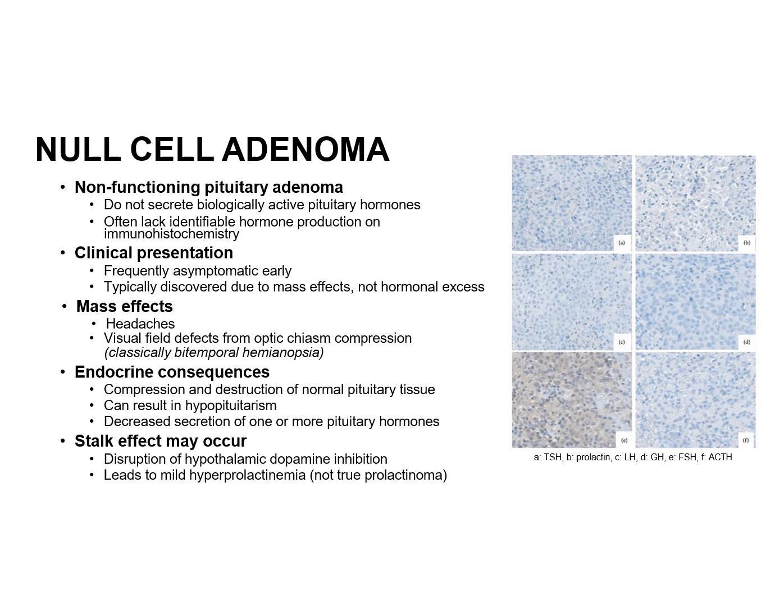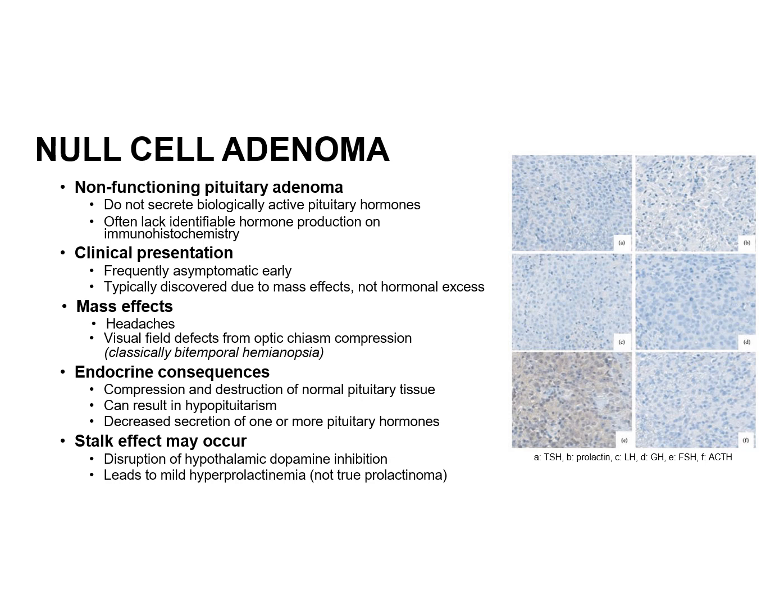Null cell adenomas are a classic example of why absence of evidence is still evidence. These are non-functioning adenomas. They don't secrete biologically active hormones and often show negative or minimal staining on immunohistochemistry. Patients usually don't show up with endocrine symptoms. They show up with headaches, vision problems, or hypopituitarism from compression.